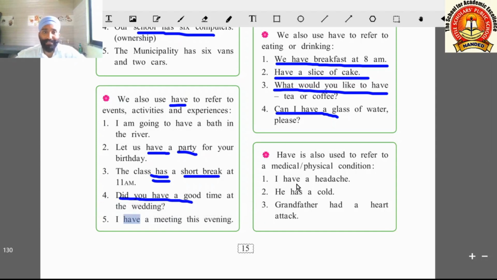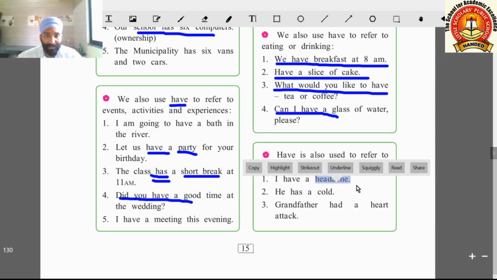In the next example, in the next case, have is also used to refer to a medical physical condition. I have a headache. Here you can see a medical physical condition. Here you cannot say I am having a headache. Here you have to say I have a headache.